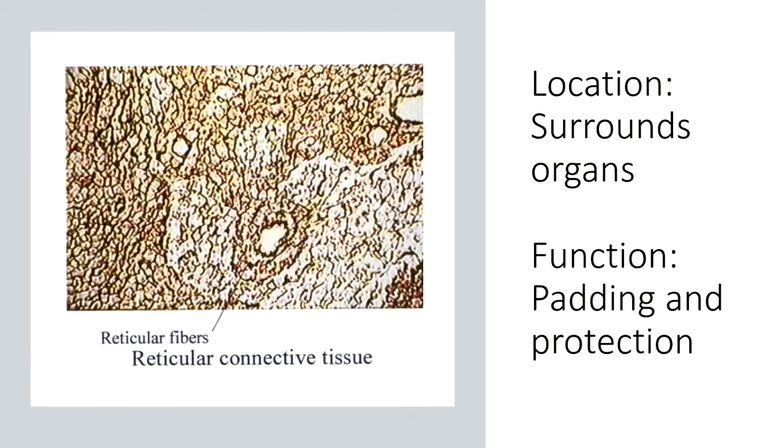Here's our last connective tissue proper. This is reticular connective tissue. Don't forget reticular means net-like, and this looks like a net. The fibers that create this net-like appearance are called reticular fibers. These reticular fibers make it more spongy, more like foam rubber. As I mentioned before, we may see this surrounding some organs and providing padding and protection, kind of like a thin foam rubber layer.